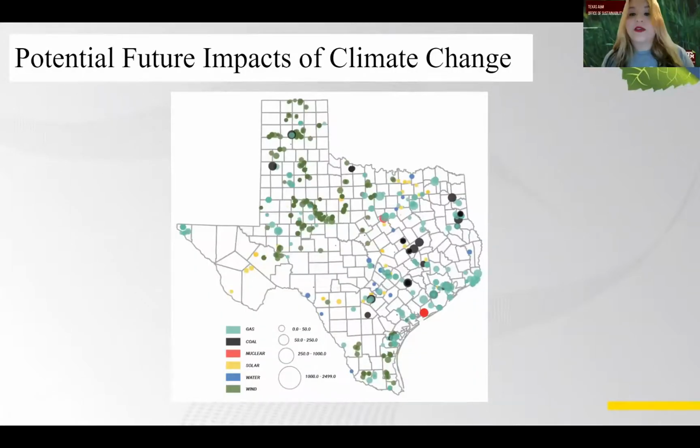So in this graphic, you can see the distribution and the types of resources that we use for energy in Texas. Blue and black are gas and coal, and then wind is green. And I throw this up here just to show you not only how much we are really using across the state, but where those power sources are lying.